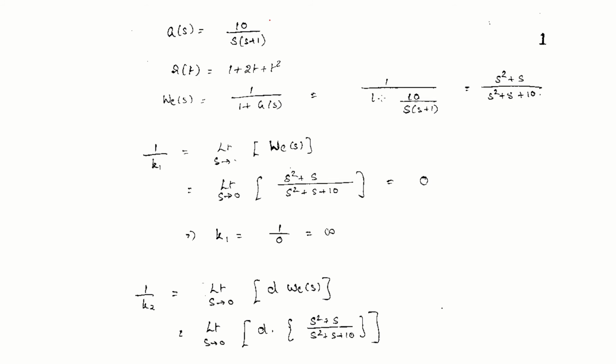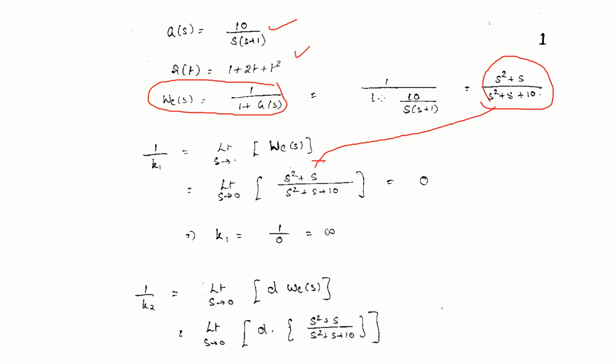G of s is given, r of t is given. W e of s is defined like this: 1 by 1 plus G of s H of s. Correct? So that is nothing but this one. So put the W e of s here and get k1.